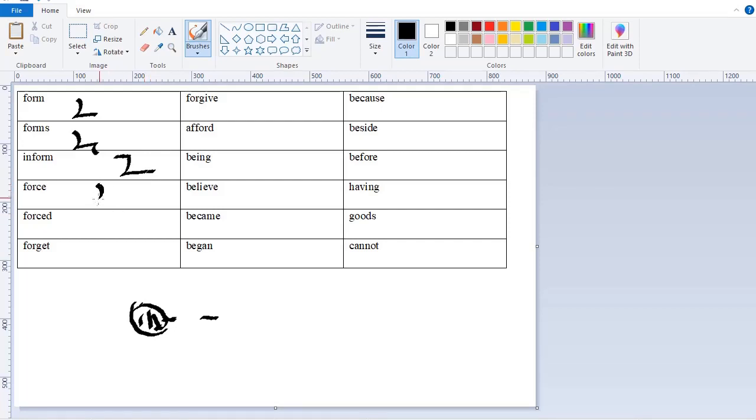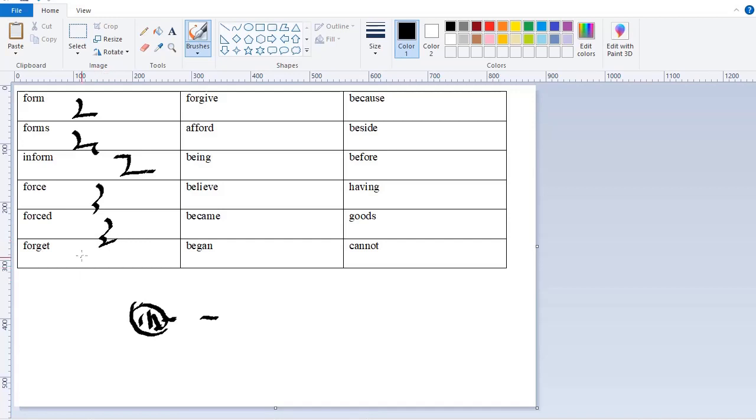So we have for, and then we have S. Force. Okay? Next, we have forced. Now, forced, you write what you hear. When you say forced, try saying forced. Is it D or T? It's T. So you write what you hear, therefore, it's forced. We have T. So we have forced.